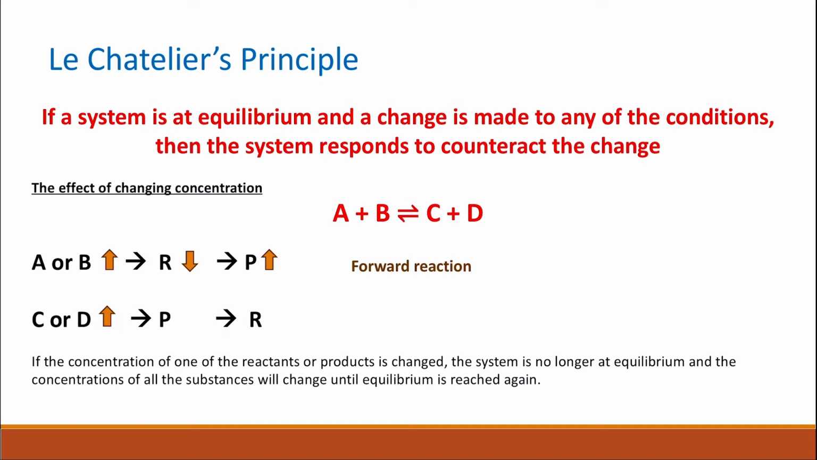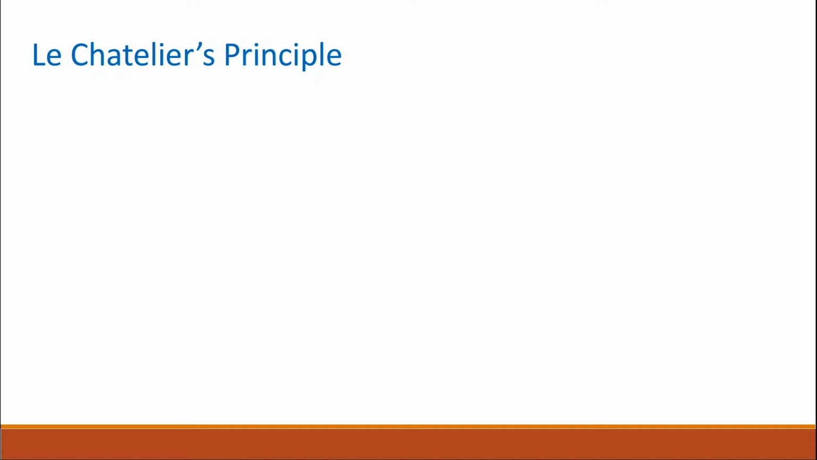If the concentration of the products like C or D increases, then the system will respond by trying to reduce the concentration of the product to get back to equilibrium, and that means the concentration of the reactants will increase, because the reverse reaction now will have a higher rate. So the system will respond by enhancing the reverse reaction, and the reaction will be shifted more to the left. The second factor that can affect the position of equilibrium is the temperature change.